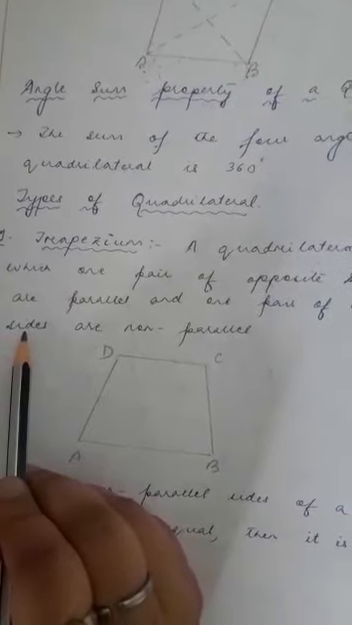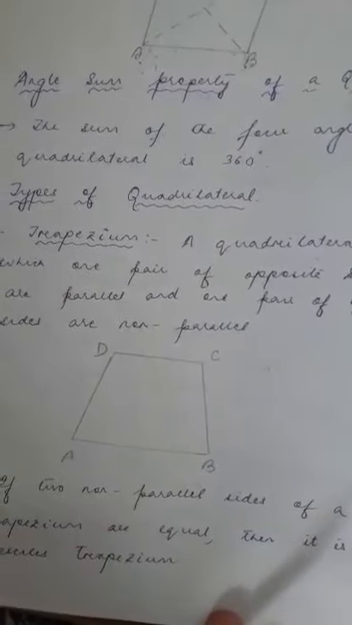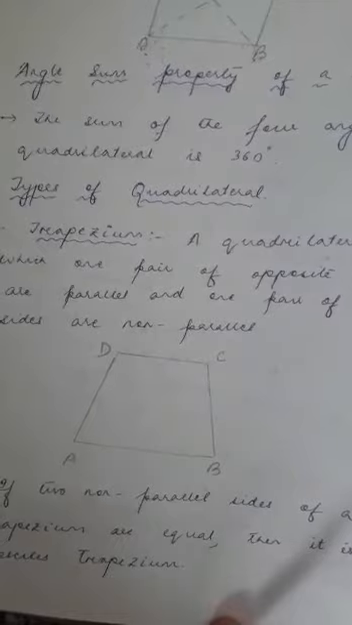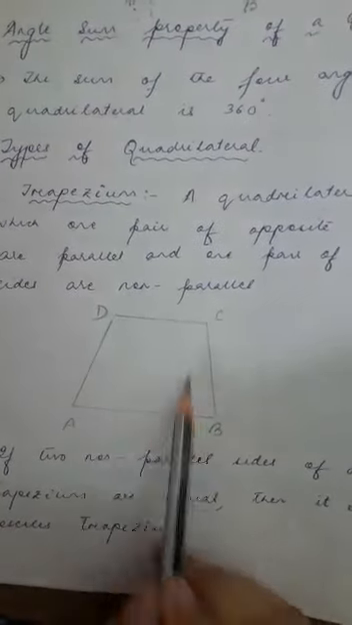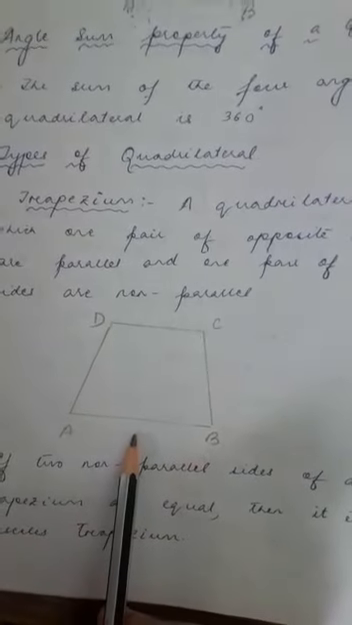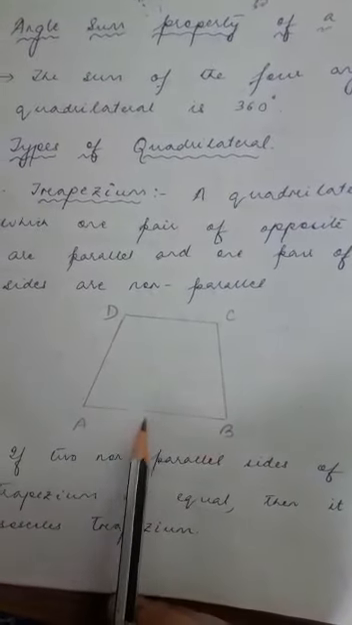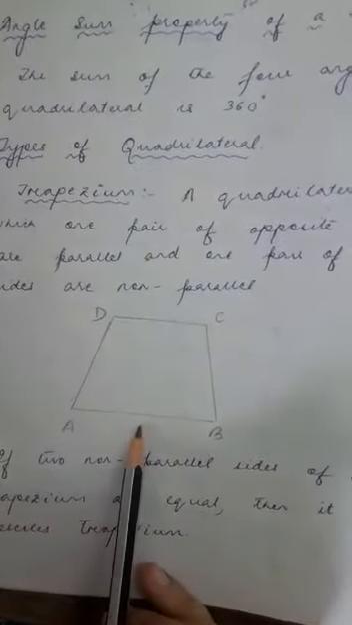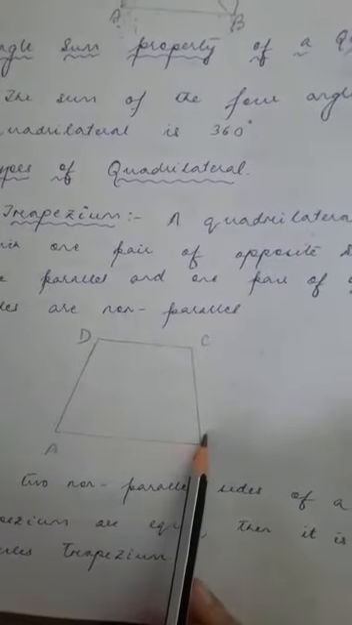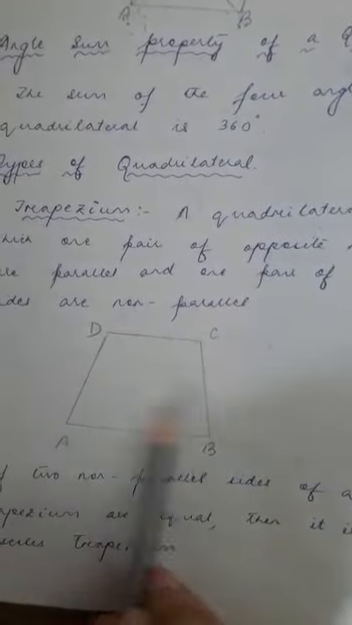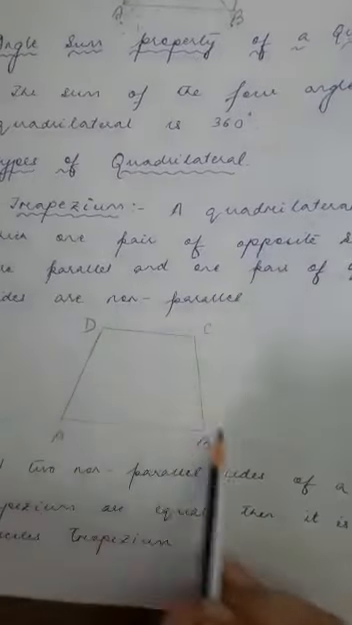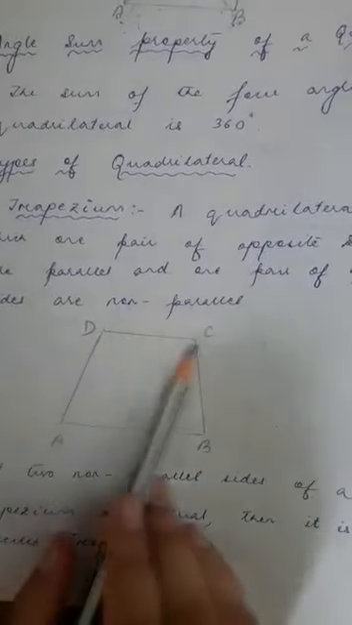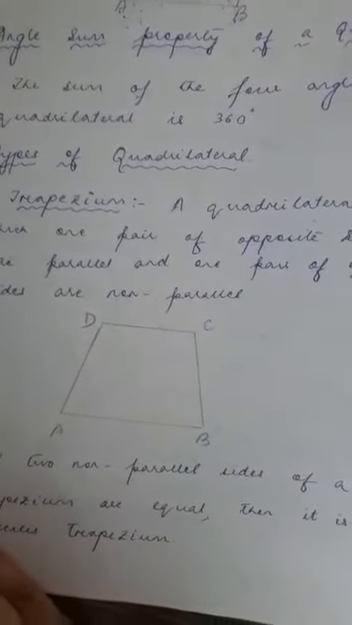It is a quadrilateral in which one pair of opposite sides are parallel and one pair of opposite sides are non-parallel. If this is a trapezium, you see here AB and CD are the parallel sides. This is one pair of parallel sides and these are parallel to each other. Similarly, AD and BC is one pair of opposite sides which are non-parallel to each other. AD and BC are non-parallel, AB and CD are parallel to each other.